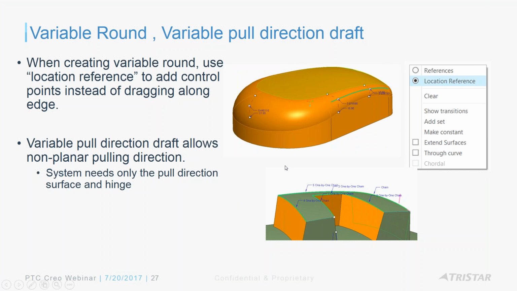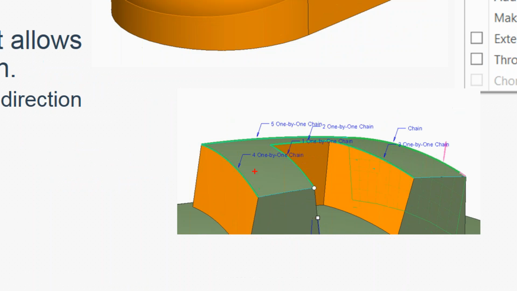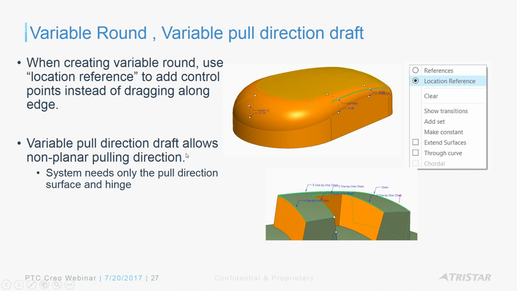And then variable pull, right? As you know, by default, when you do a draft, the pulling direction always has to be planar. But what if you have a situation like here, where your pulling direction or your draft has to be normal at every point through that curved 3D surface? You could go use the variable pull direction draft.